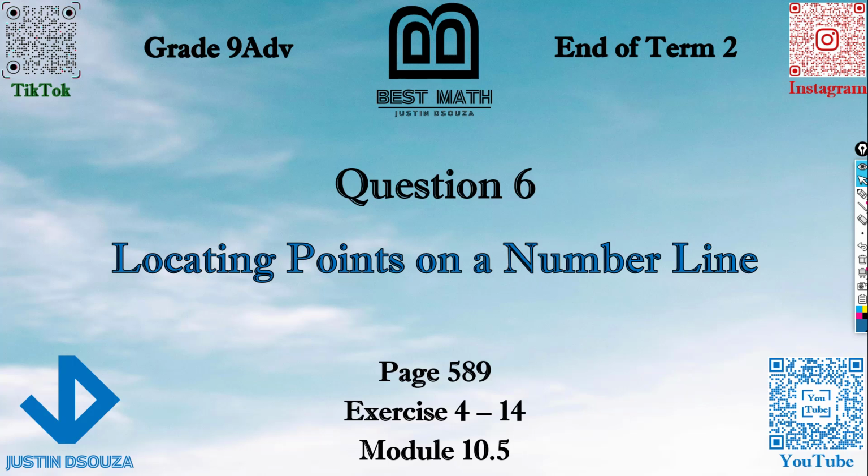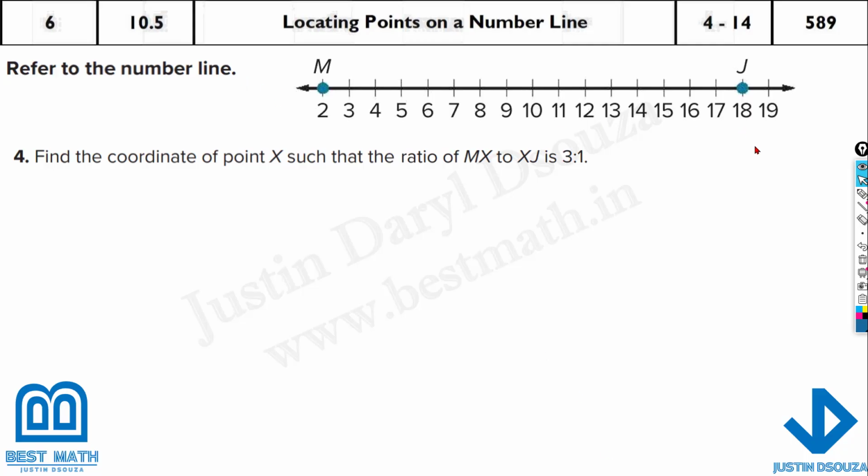In this question, we will learn how to locate the points on a number line. It's from module 10.5. Here you have been given a number line. It's from M to J. The question is to find coordinate point X such that the ratio of M to X and X to J is 3 is to 1.